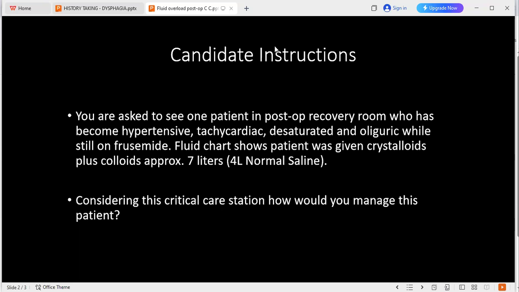Okay, so if you've read and understood, considering it a critical case scenario, please tell me how would you manage this patient now?